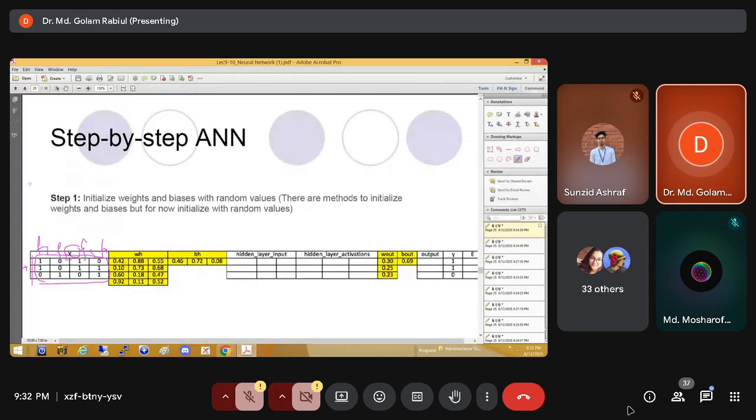How to work in batch processing, we will discuss in our next class. So thank you for attending this class.